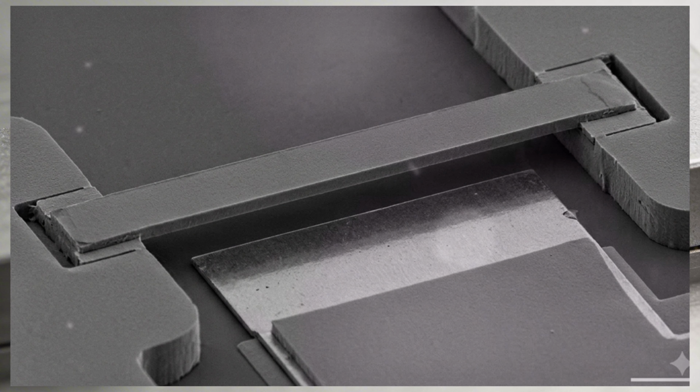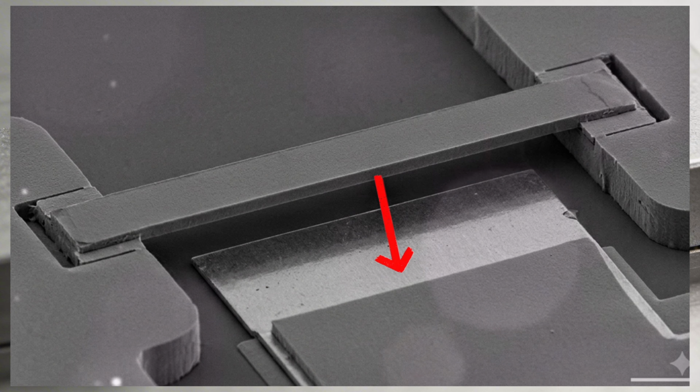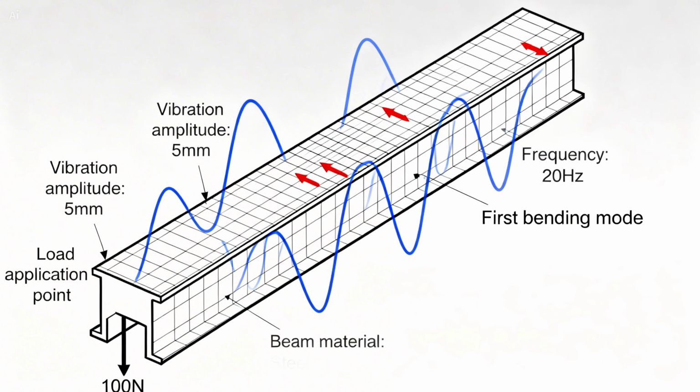When we introduce an AC voltage to the bottom electrode, it generates an electrostatic force proportional to the product of the AC and DC voltages. This force drives the beam at the drive frequency, putting the mechanical system into motion.